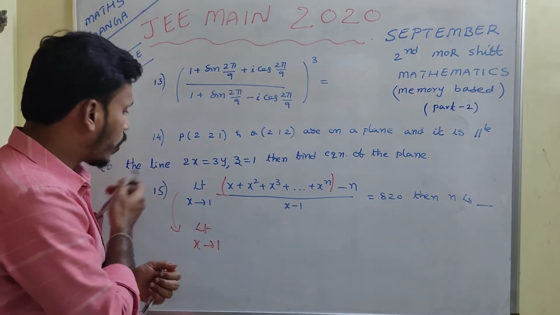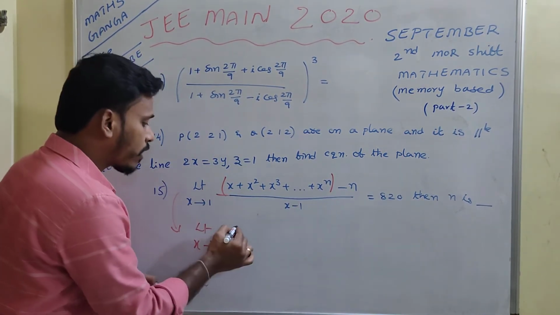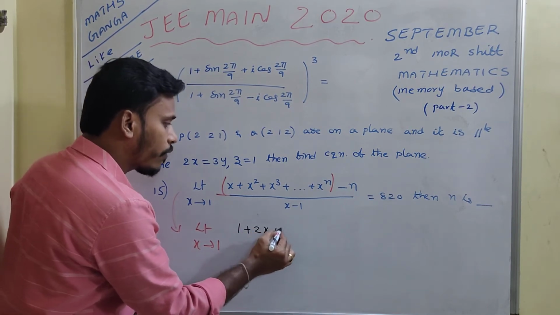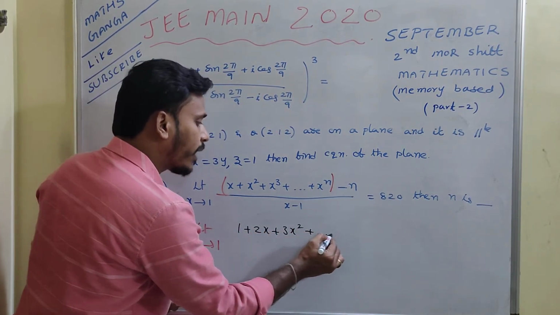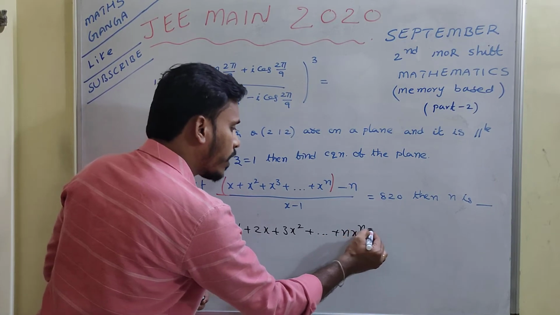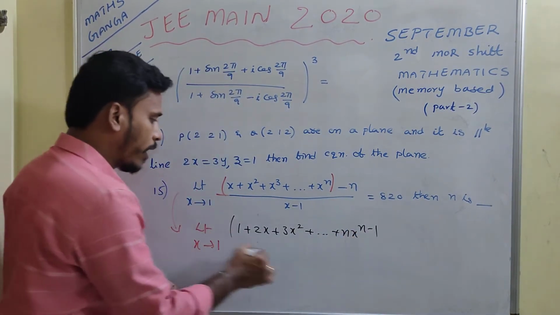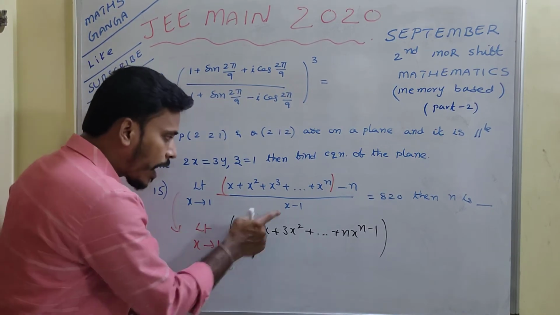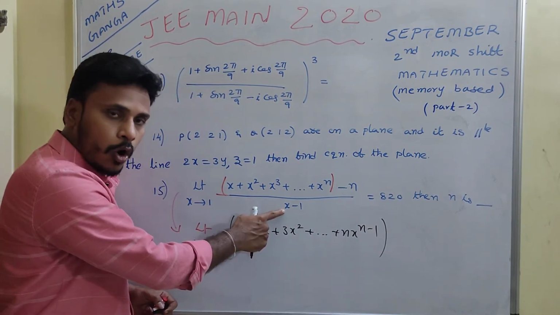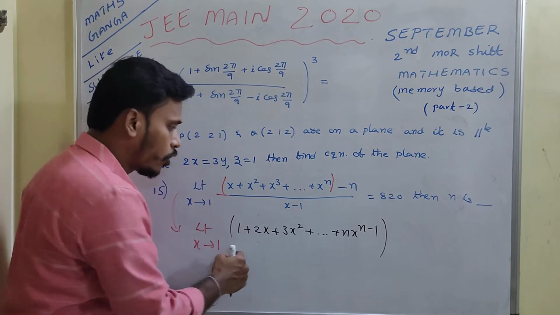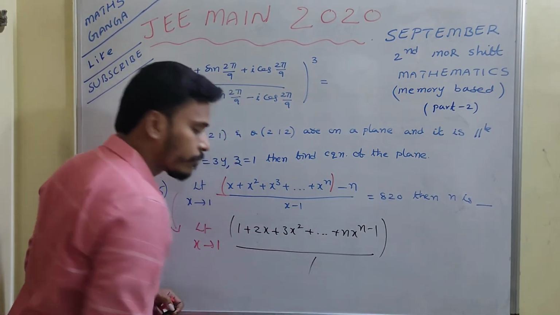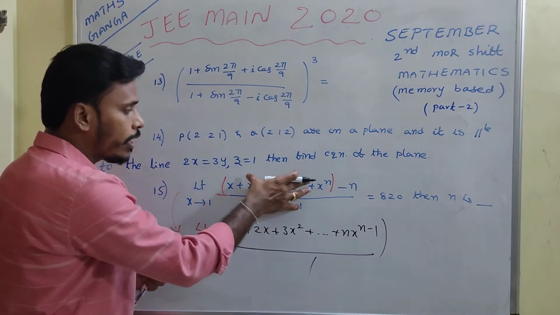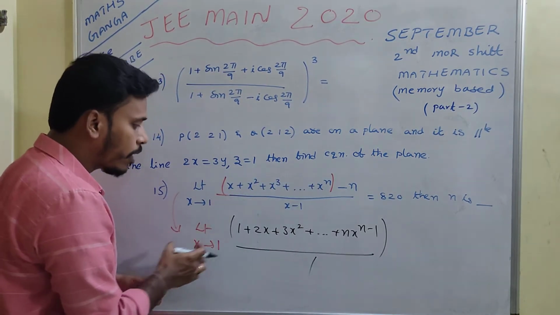So what is the derivative of the numerator? The derivative of x is 1, the derivative of x square is 2x, the derivative of x cube is 3x square. Continuing like that, the derivative of x power n is n x power n minus 1. And the derivative of n, which is a constant, is 0, so leave it. In the denominator, the derivative of x is 1, and the derivative of the constant is 0. So that is divided by 1. According to the L'Hospital rule, the limit of this expression is nothing but the limit of this.